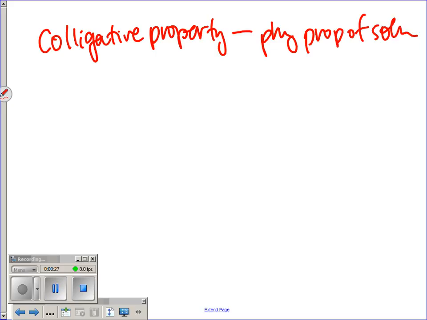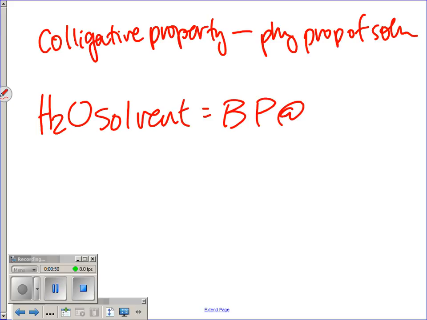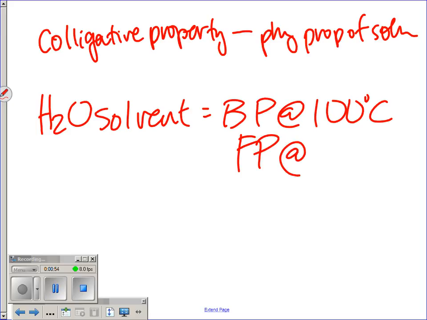Okay, let me add to that first. So she said it's just a physical property of a solution. Everybody in here knows that a property is just talking about the characteristics of a substance, right? Water, for example, has a very specific boiling point. What is water's specific boiling point? 100, right? So water is the solvent, and the solvent has a specific boiling point at 100 degrees Celsius. What's its freezing point? 0 degrees Celsius.